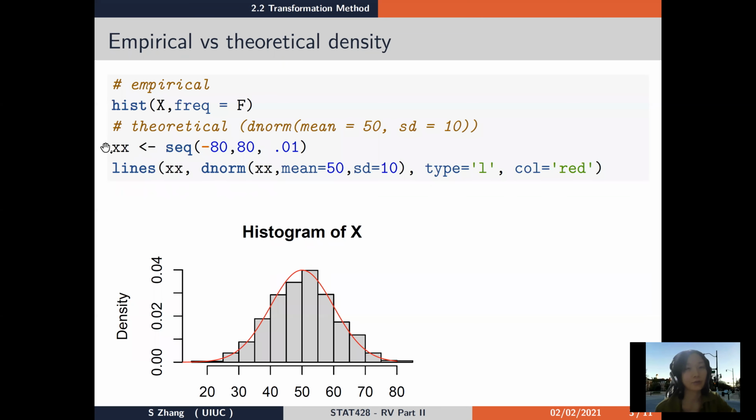Again, we first create an equally spaced sequence of possible x values, and then we include the red curve on this empirical density plot, where the x-axis is the possible values of x, and the y-axis is what is returned from the dnorm function for each of these possible x's when the mean is 50 and the standard deviation is 10. And then we specify that type is l, meaning that we want to draw a curve, and the color is red. You can see that in this case, the empirical density and the theoretical PDF actually agree for the x. This means that by applying the transformation on the standard normal z's, the x's that we have obtained do indeed seem to follow a normal distribution with mean 50 and standard deviation of 10.